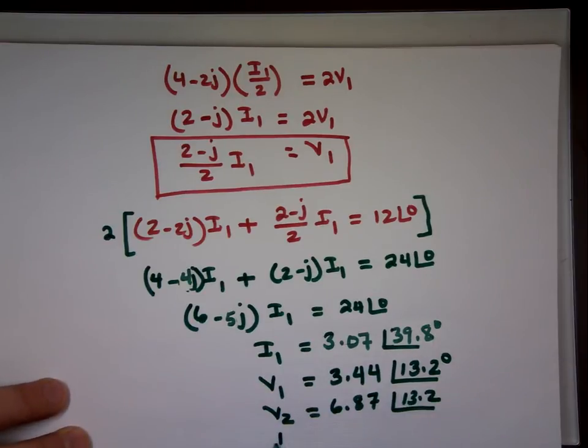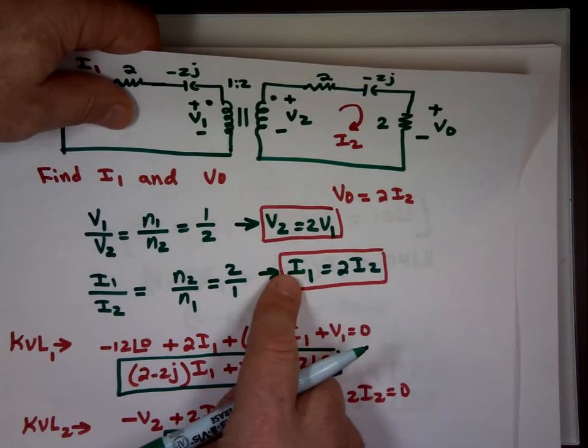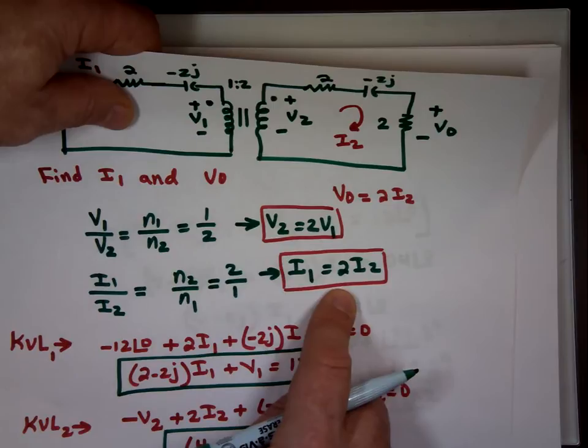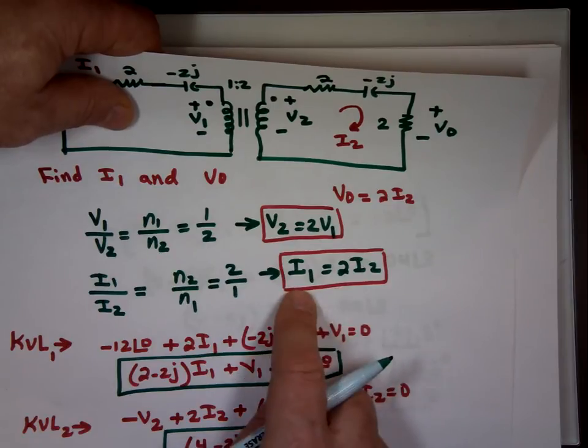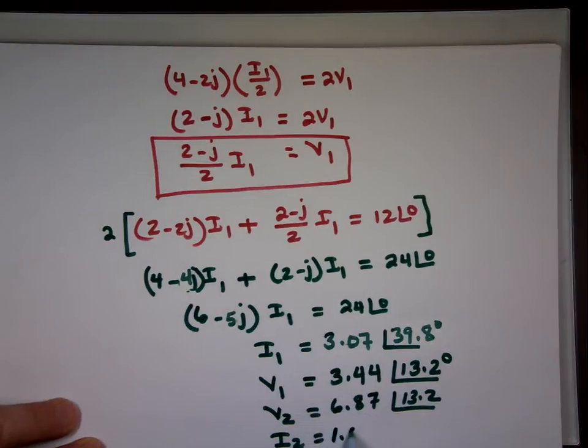And what's I sub 2? I sub 2 is what? I sub 1 divided by 2 from this equation. I sub 1 divided by 2. So let me take I sub 1. 3.07 angle 39.8 divided by 2. And that's 1.53 or 54 angle 39.8.